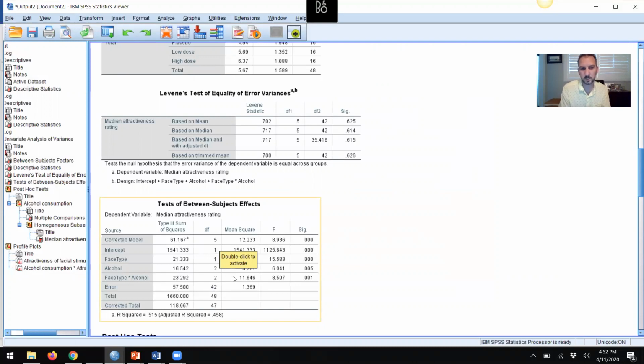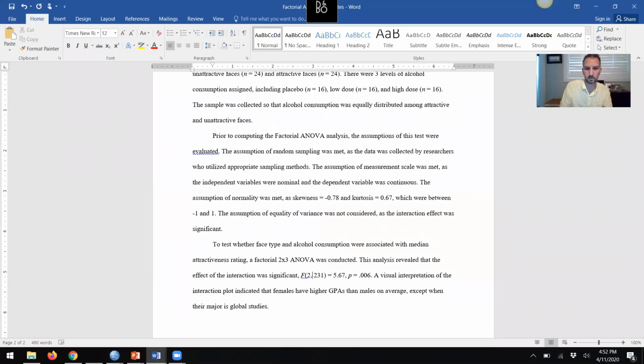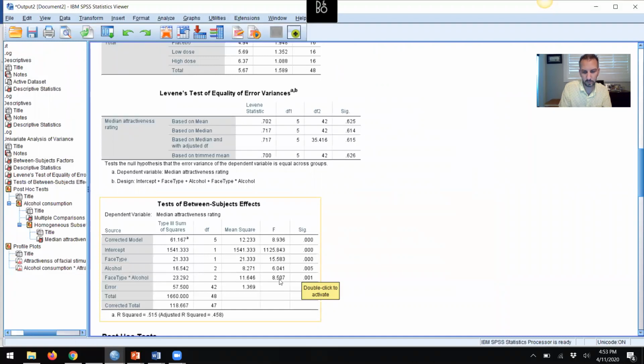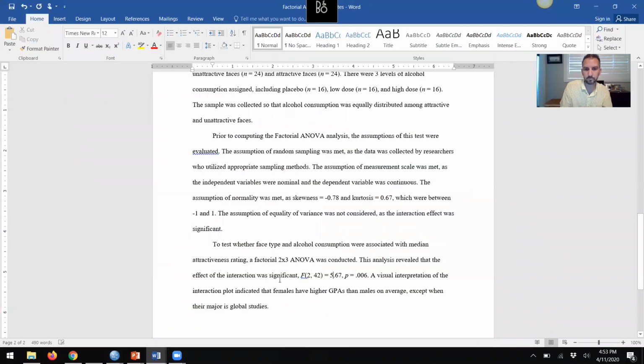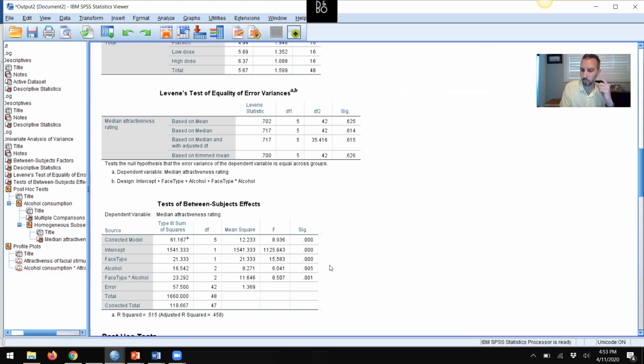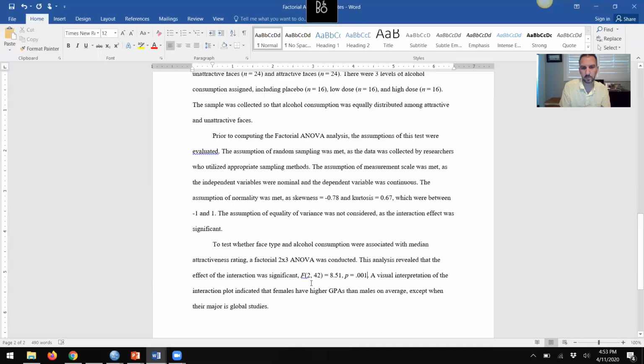Okay, so in this case, it's 242. And that equals 8.51. And P equals 0.001. Notice how I don't write less than 0.001 because it's reporting it as 0.001. If this said 0.000, that's where I would put it as less than 0.001. So again, I keep the equal sign here. All right, then you have to explain what this means.